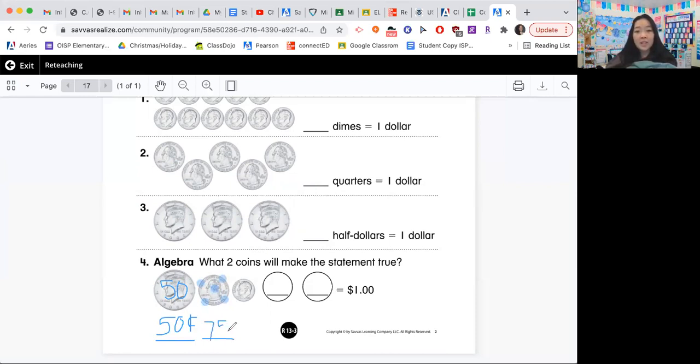25. And then the dime would make it, you would do 2 dots. So we had 75, 80, 85. So we have 85. Now, what 2 coins would get us to $1?